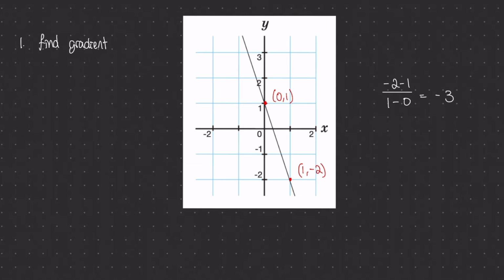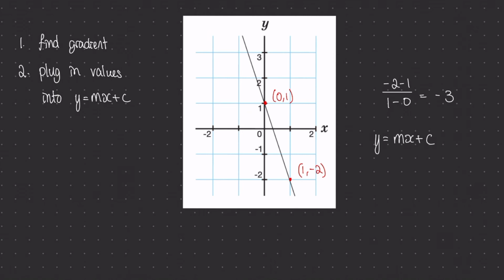So the next step that we'll do is we'll take our straight line equation and plug in some known values. So what does this look like? Well, we take y = mx + c. I'm just going to write it out in full first. Now we can replace m, which is the gradient, with -3.